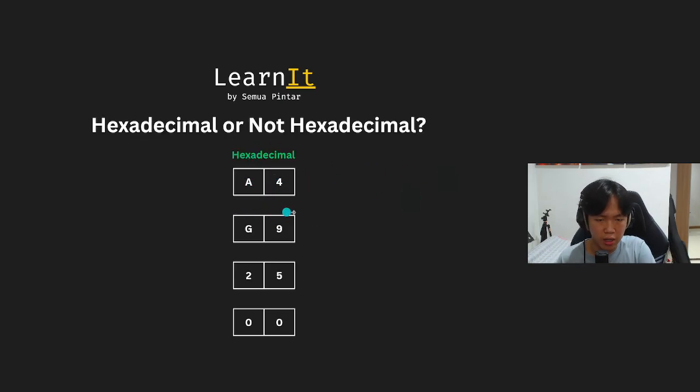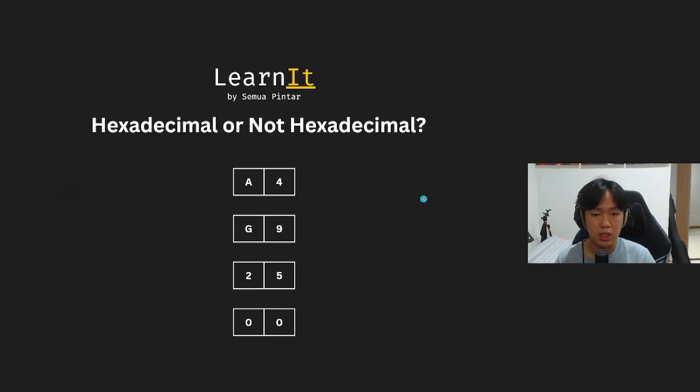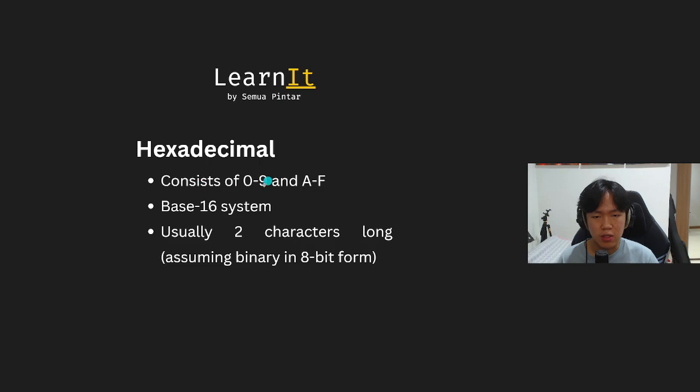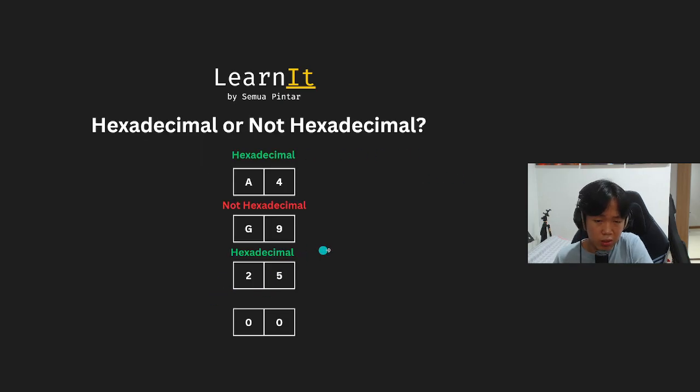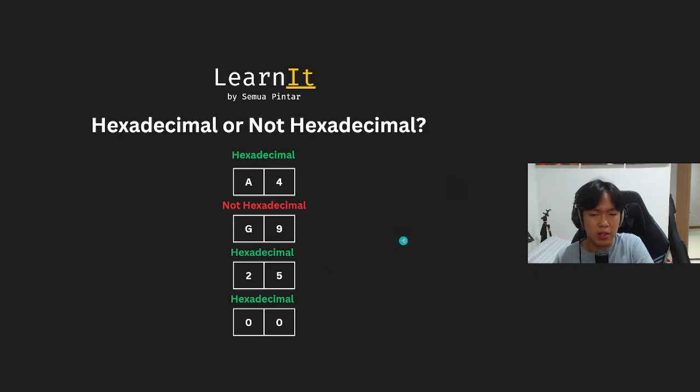Okay, now we have G9 here. And you guys might think this is fine, but it actually is not hexadecimal because it does not follow the property of A to F. G is beyond that scope. Henceforth, it's not hexadecimal. Okay, next is 25. Although you guys may think it's a form of denary and not hexadecimal, it is also a part of hexadecimal since it follows the criteria of consisting of 0 to 9. Now, how about 00? Since it follows the scope of 0 to 9, then it is also hexadecimal.